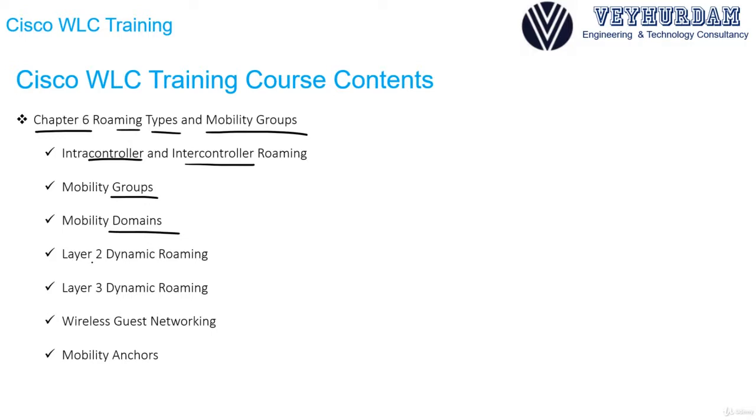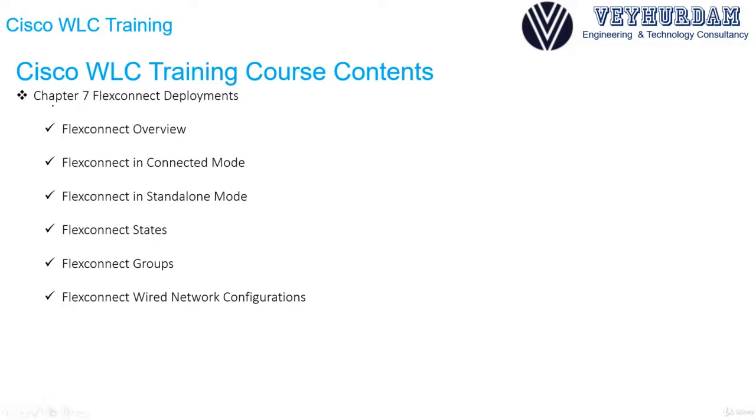Then we will understand Layer 2 dynamic roaming and what makes dynamic roaming a Layer 3 one. We will understand wireless guest networking, auto anchor, and we will deal with mobility anchors. We will do all the configurations on our wireless LAN controllers, and we will put foreign controllers to anchors and let them communicate throughout a mobility group.